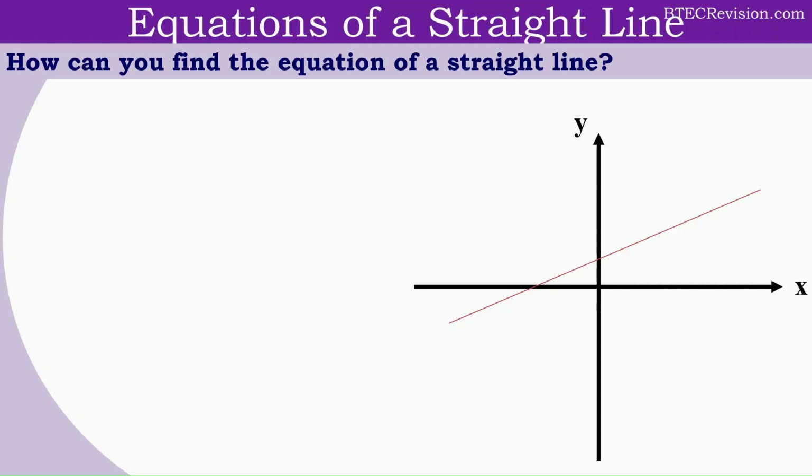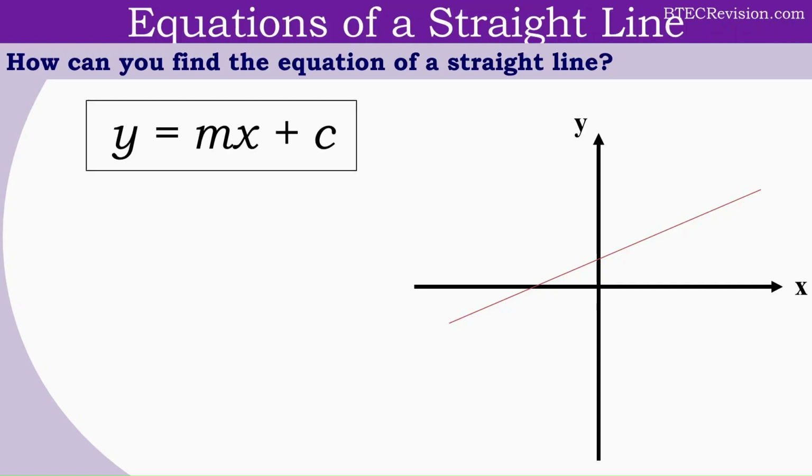If you remember from GCSEs, we can use y is equal to mx plus c, where y is a variable along the y-axis, m is the gradient of the straight line, x is a variable along the x-axis, and c is the y-intercept. This is the point where the line crosses the y-axis.